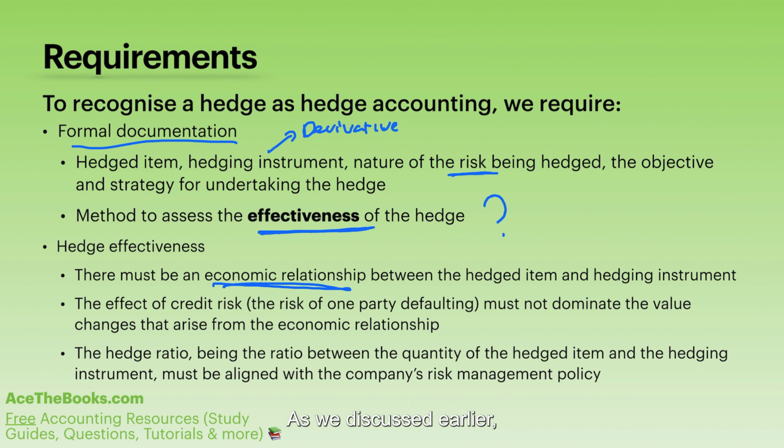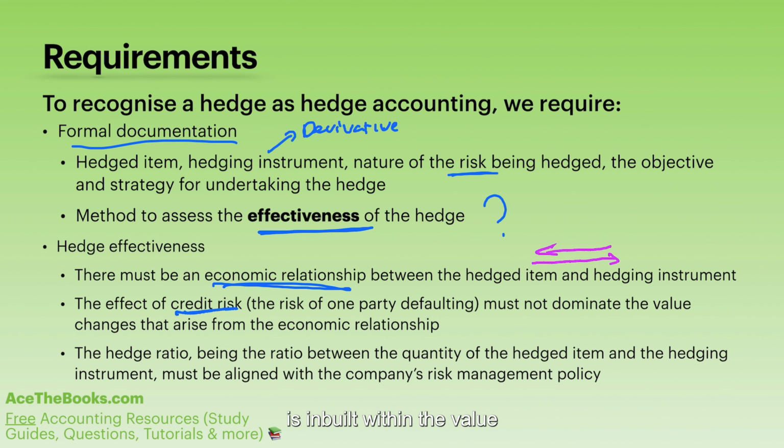As we discussed earlier, for a hedge relationship to arise, there must be a negative correlation between the hedged item and the hedging instrument. For this to be the case, there must be an economic relationship between these two key components. Next, the effect of credit risk, being the risk that one party defaults, must not dominate the value changes that arise from the economic relationship.